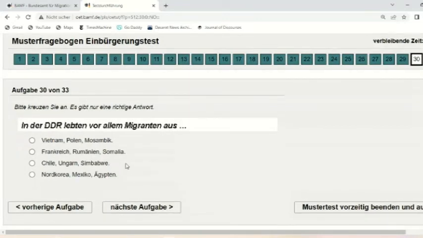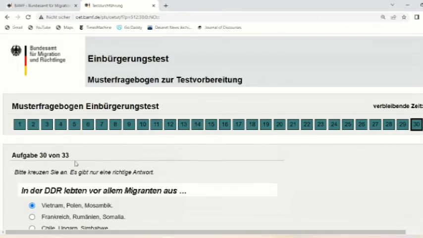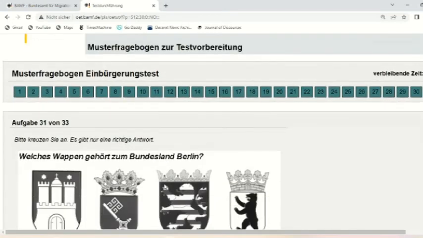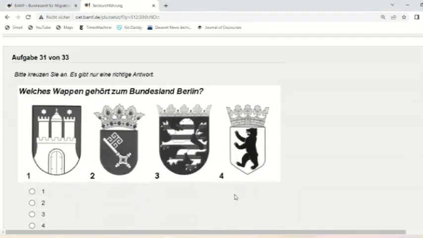Question 30. In the GDR, there were immigrants from Vietnam, Poland, and Mozambique; France, Romania, and Somalia; Chile, Hungary, and Zimbabwe; or North Korea, Mexico, and Egypt. I only know one of these, and it was from a time when I was in college and I needed to change money at the Germany-Czech border. We were pointed to the Vietnamese, who do the most money-changing business where we were, so I'm guessing option one, Vietnam, Poland, and Mozambique.